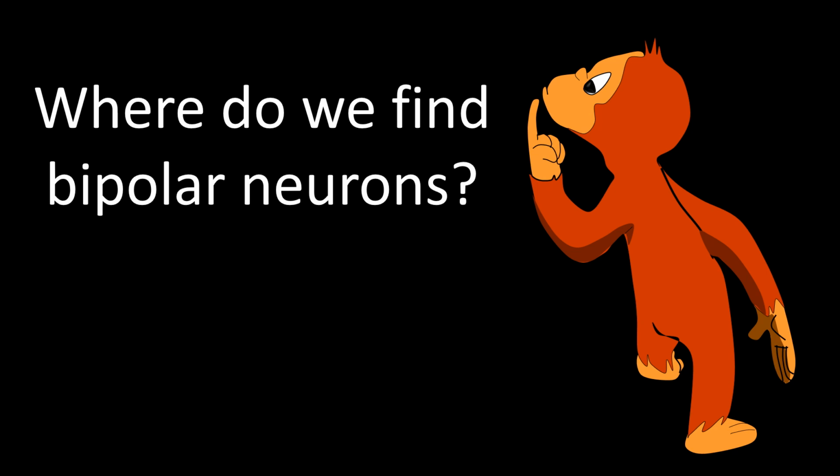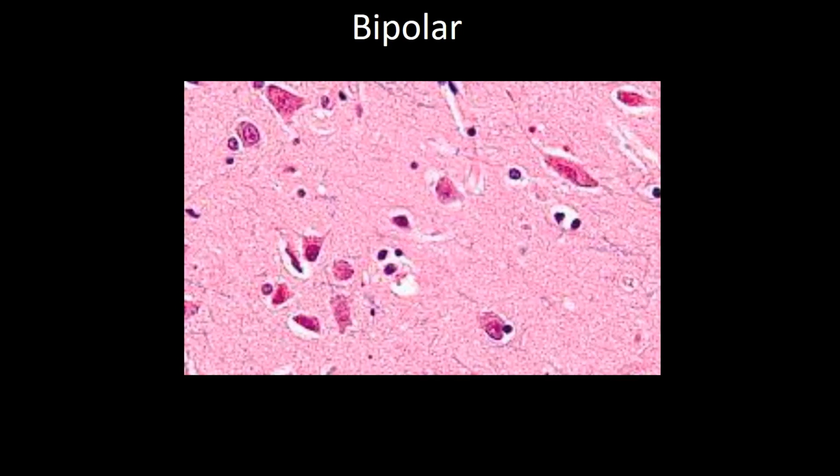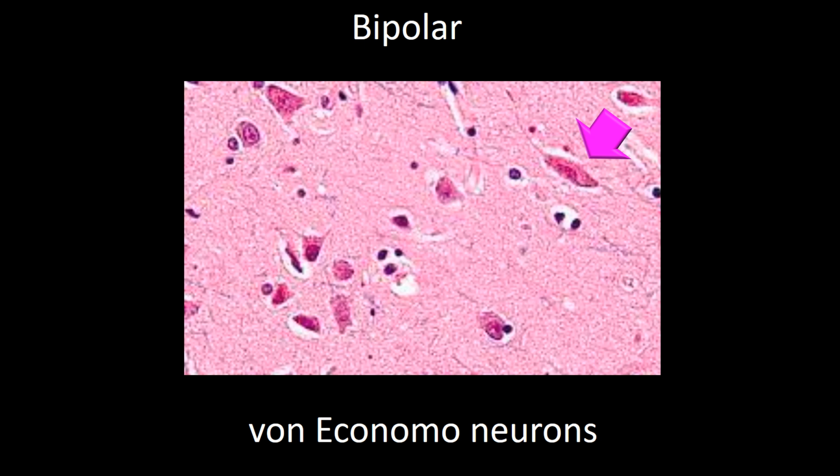Where do we find bipolar neurons? Bipolar neurons can be seen deep in the cerebral cortex, as indicated here. These neurons are very rare and only found in human and ape. They are called von Economo neurons.